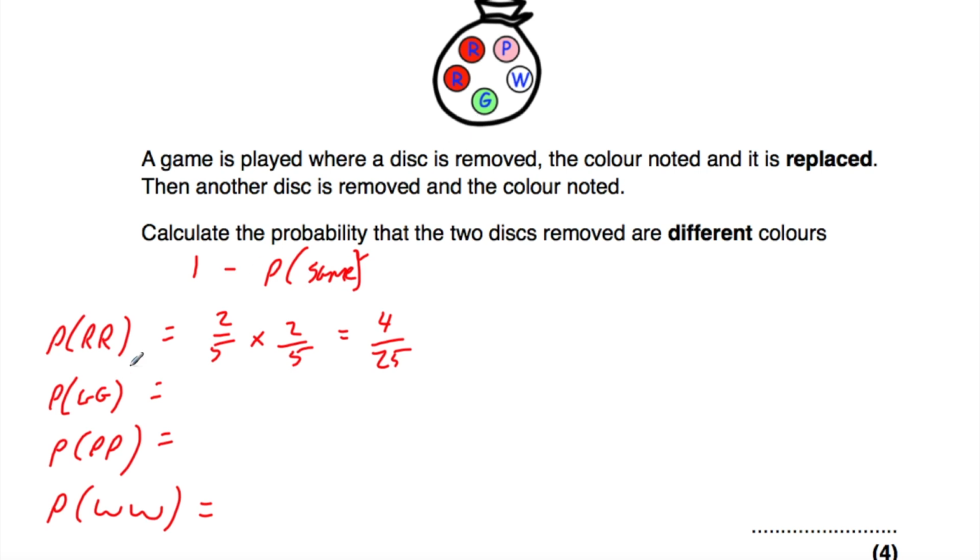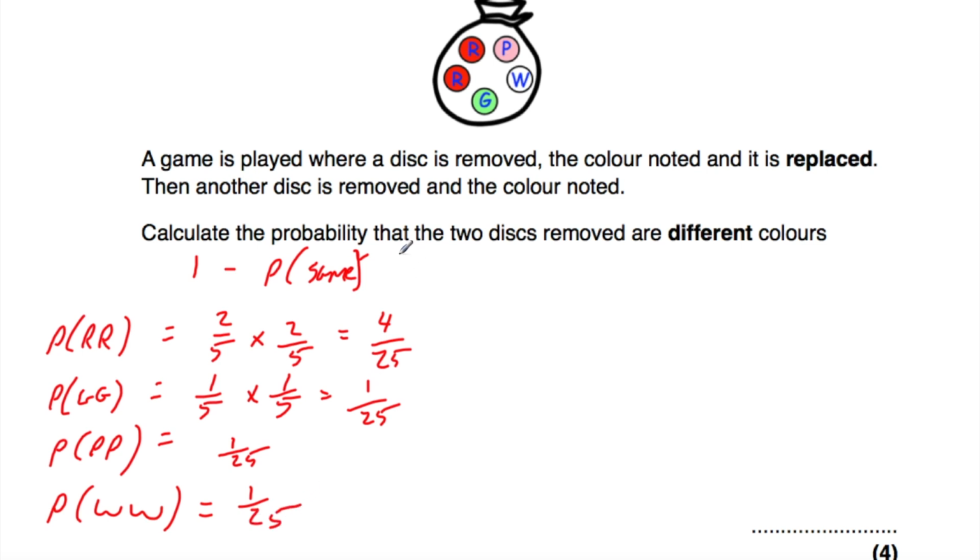Okay, the probability of getting a green and a green, well, that's going to be 1/5, because there's 1 green out of the 5, multiplied by 1/5. So that'll be 1 times 1 is 1, and 5 times 5 is 25, so that's 1/25. The pink and a pink is the same as a green and a green, 1/5 times 1/5, which is 1/25. And a white and a white, again, that's 1/5 times 1/5, which would be 1/25.